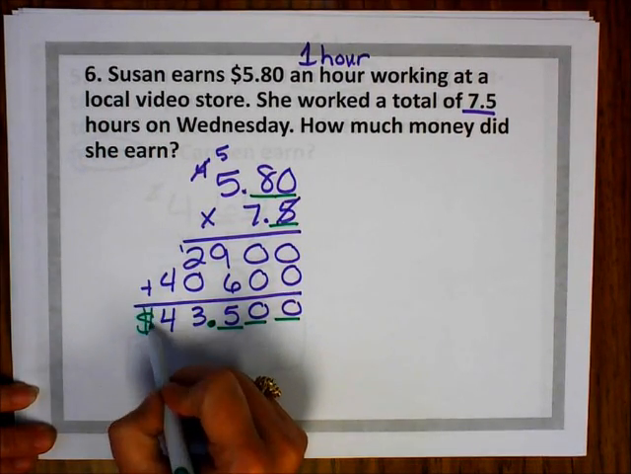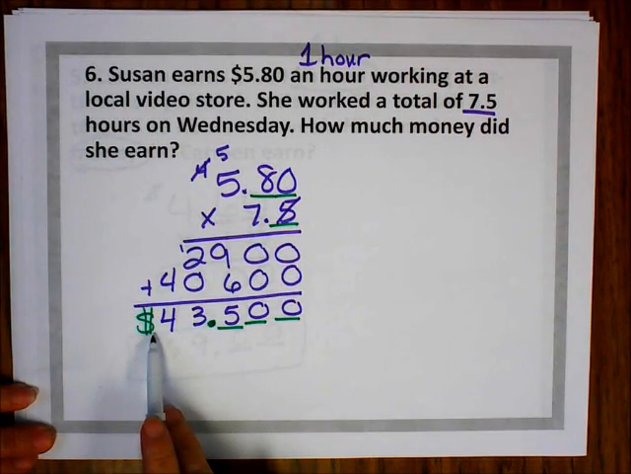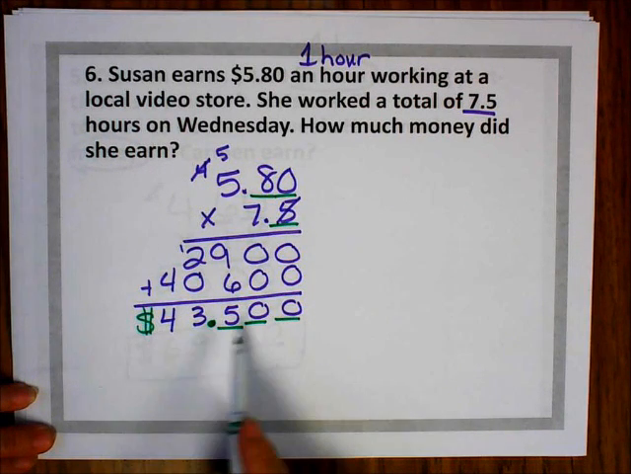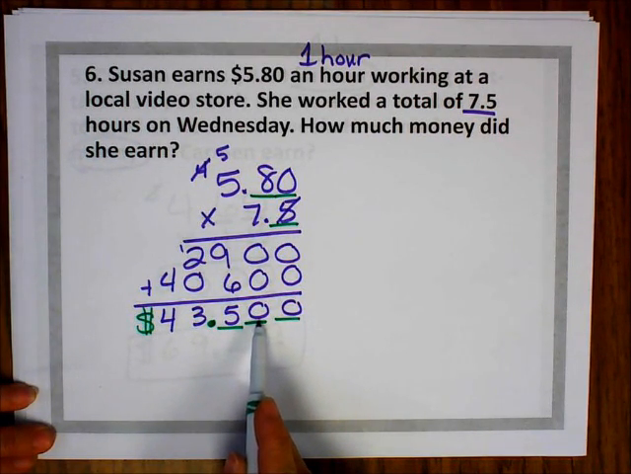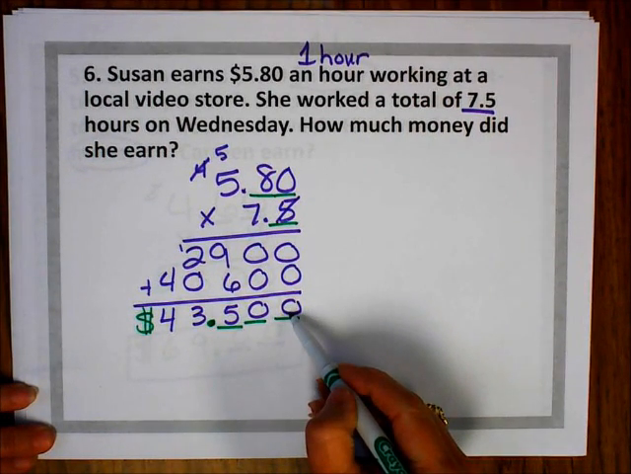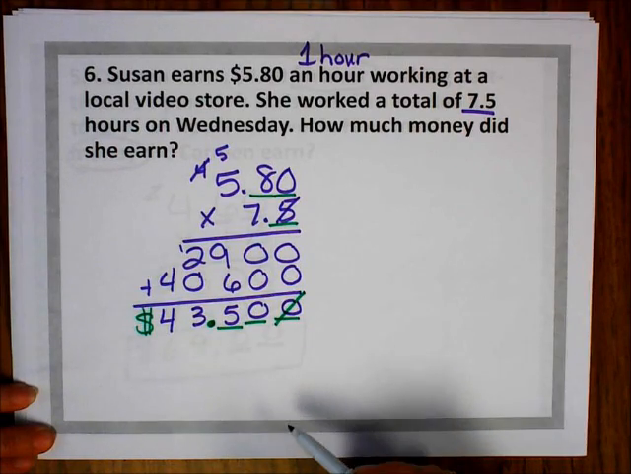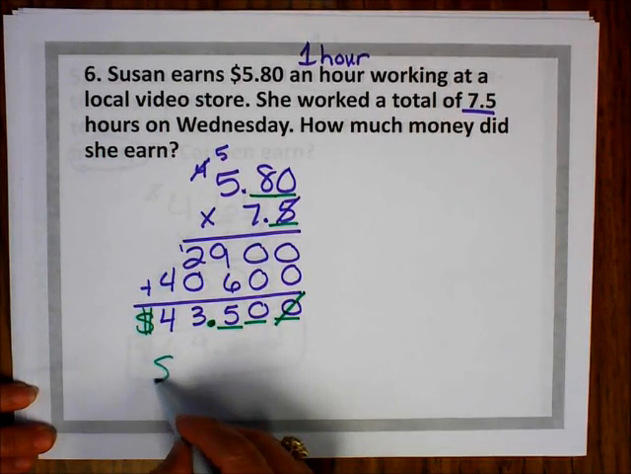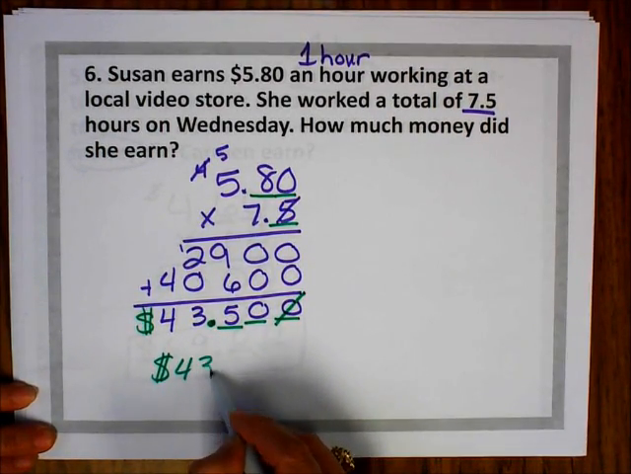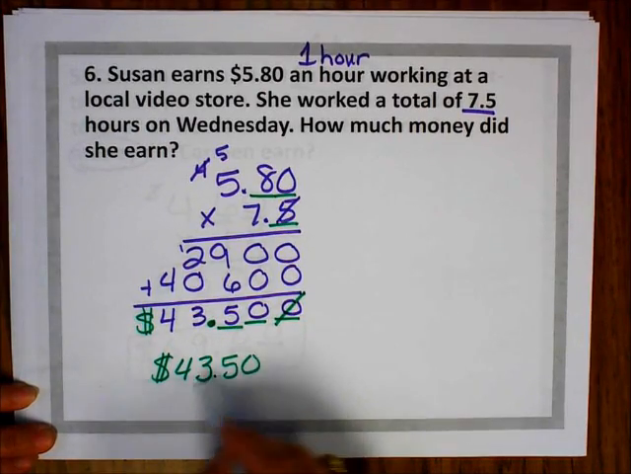But notice, this is a money answer, and we know that money can only go 2 places past the decimal. Money only goes to the hundredths place. I do not need that extra 0 for a placeholder in the thousandths because it is money. So my final answer is $43.50.